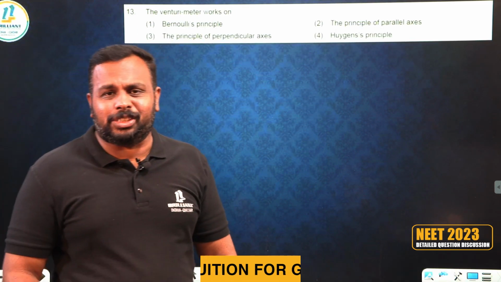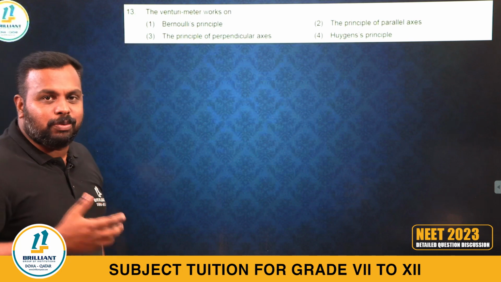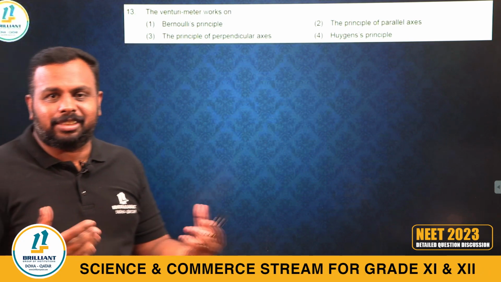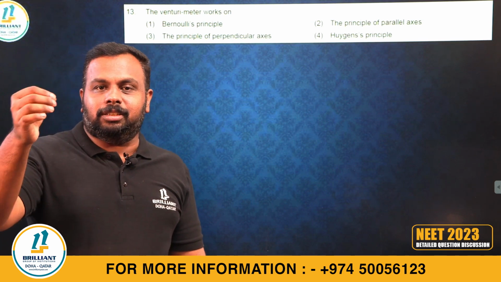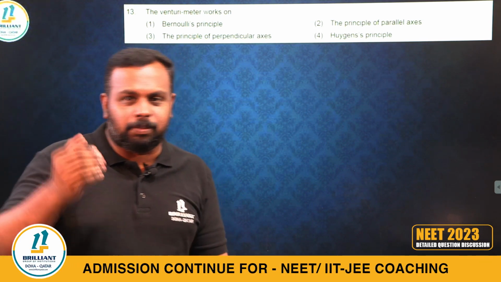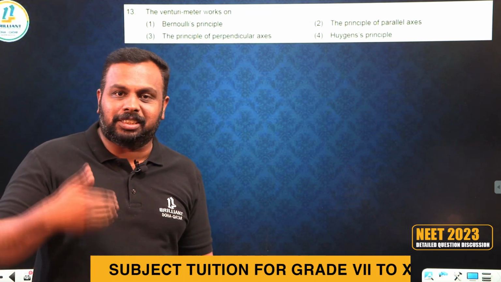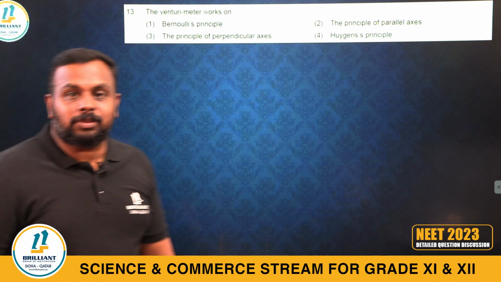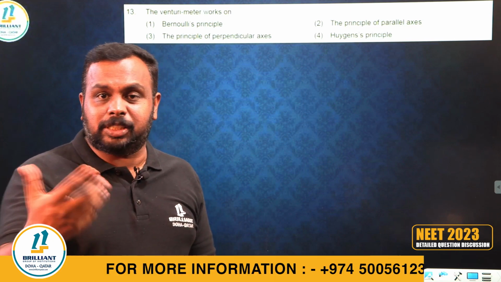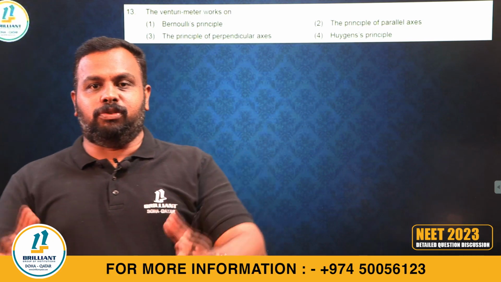Simple, direct question. Okay, the venturimeter works on. So these are questions where you can save a lot of time. Venturimeter. In the fluid chapter, Bernoulli's principle, we studied a lot of applications, examples, and one of the important applications is what? Venturimeter. What is a venturimeter? It is a measuring device to measure the volume flow rate.